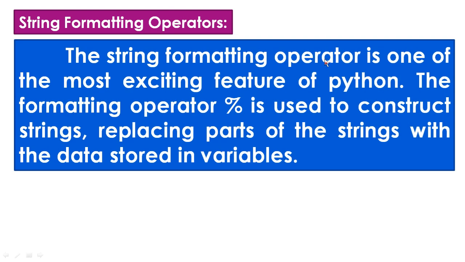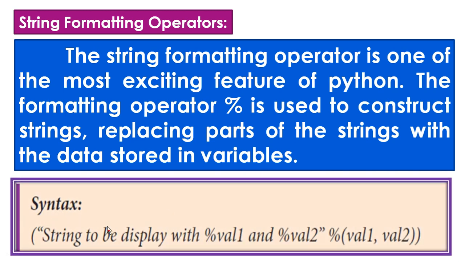The string formatting operator, the percentage symbol, is one of the most exciting features of Python. The formatting operator percentage symbol is used to construct strings, replacing parts of the strings with data stored in variables. Here is the syntax for that: string to be displayed with %value1 and %value2. That means in this one, the value 1 is printed here, and in this format, %value2, the value 2 is printed here.